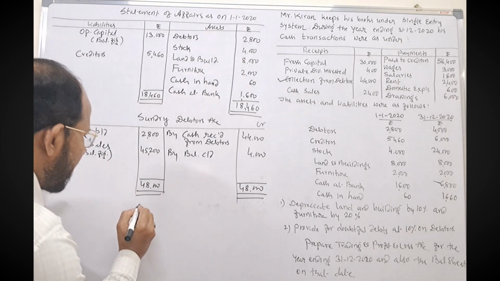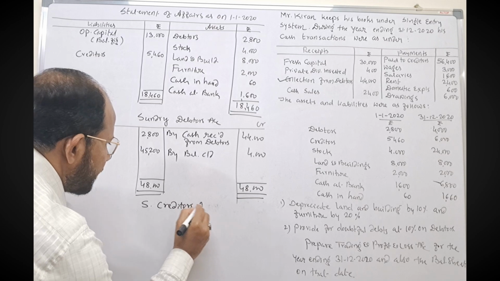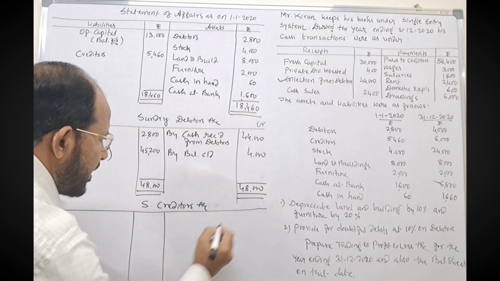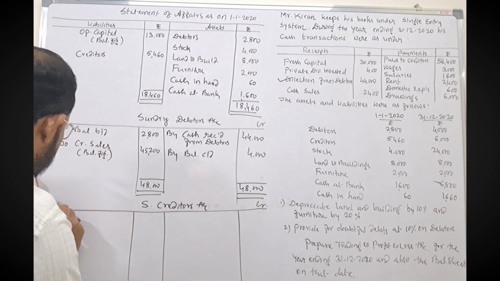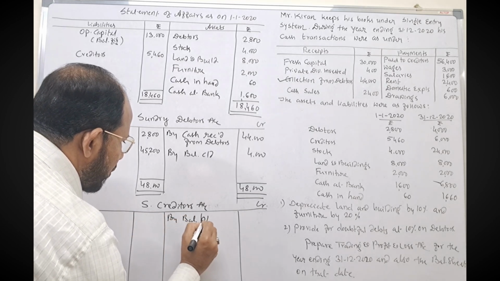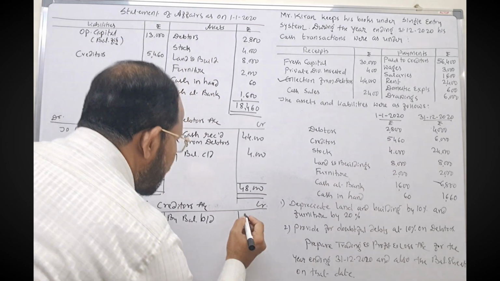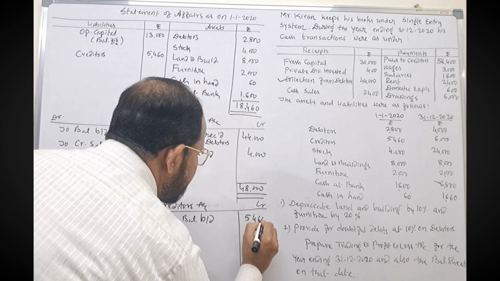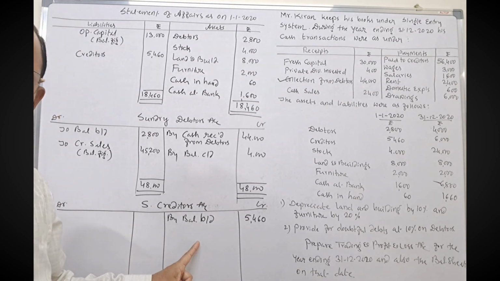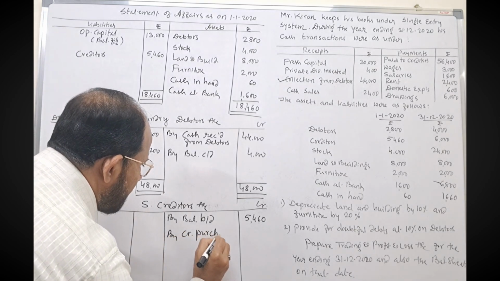In a similar way, we will prepare the sundry creditors account. Here the creditors account shows a credit balance. That is why first you check whether the opening balance is given or not. By balance brought down, the creditors' opening balance is 5,460. Next important item which we write on the credit side of the creditors account is credit purchases.